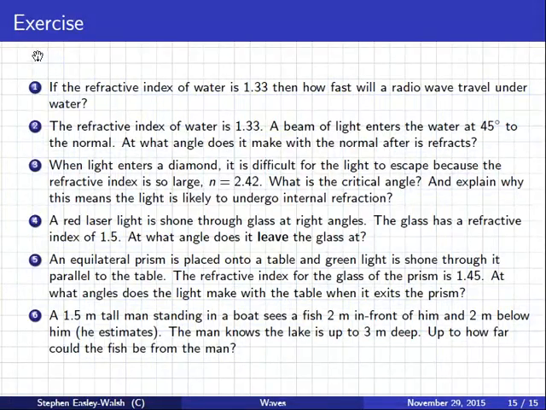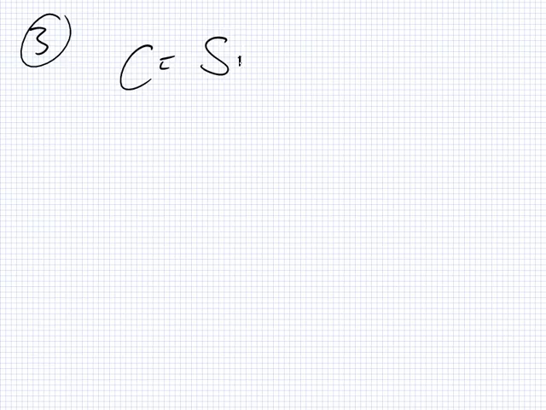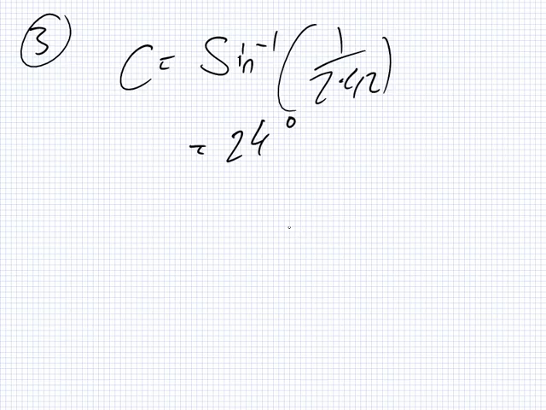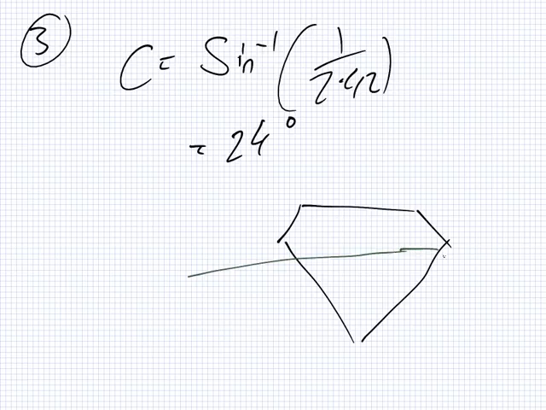When light enters a diamond, it is difficult for the light to escape because the refractive index is so large. What is the critical angle? So what did you get for the critical angle here? 24 degrees. So what's happening here in your diamond, look guys, I'll explain. The light comes into the diamond and because this angle is so small, it's very easy for theta 1 to be bigger than this. Let me just draw it in here. Here's theta 1. Because this angle is so small, it is likely theta 1 will be bigger than this.